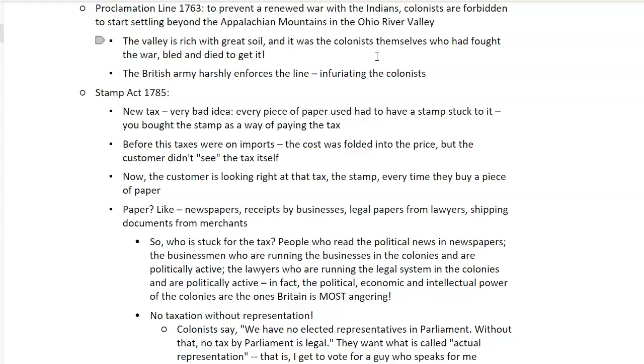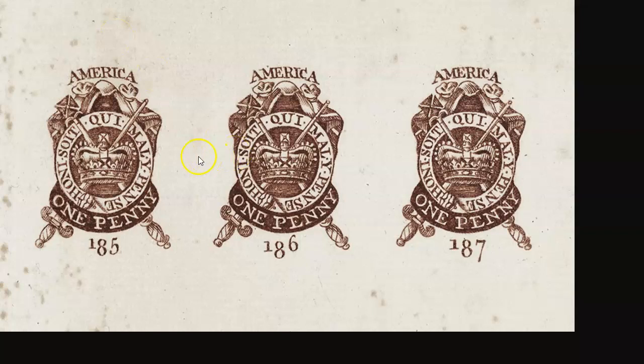Then the British go through a series of these attempts to tax the colonists. 1765, I said 1785, that's wrong. Stupid me. So the war ends in 1763. In 1765, they put in a thing called the Stamp Act. So these are the stamps. Every time you used a piece of paper, you had to buy a stamp like this. You would buy it, you would cut it out, and you would glue it to whatever the piece of paper was to prove that you had paid the tax.